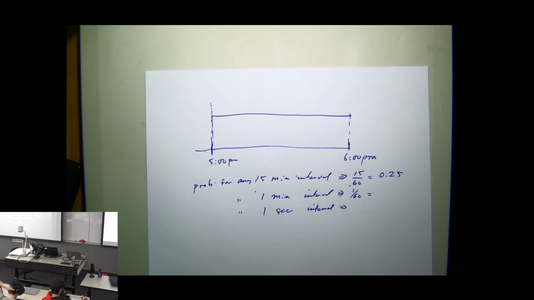We have to do our mathematics on that one. We have to figure out how many seconds there are in a minute and that kind of thing, but I bet you got an answer. You got an answer for me, right? Yeah, 1 in 3600. 1 in 3600.